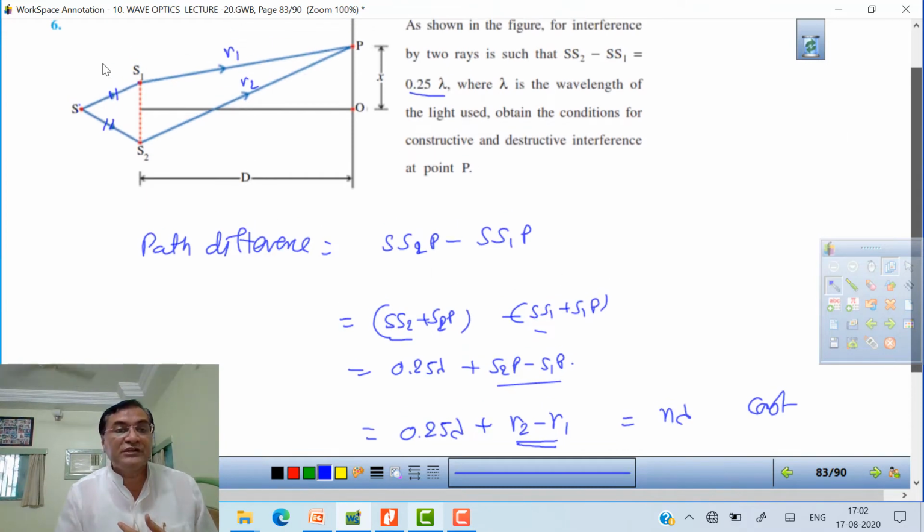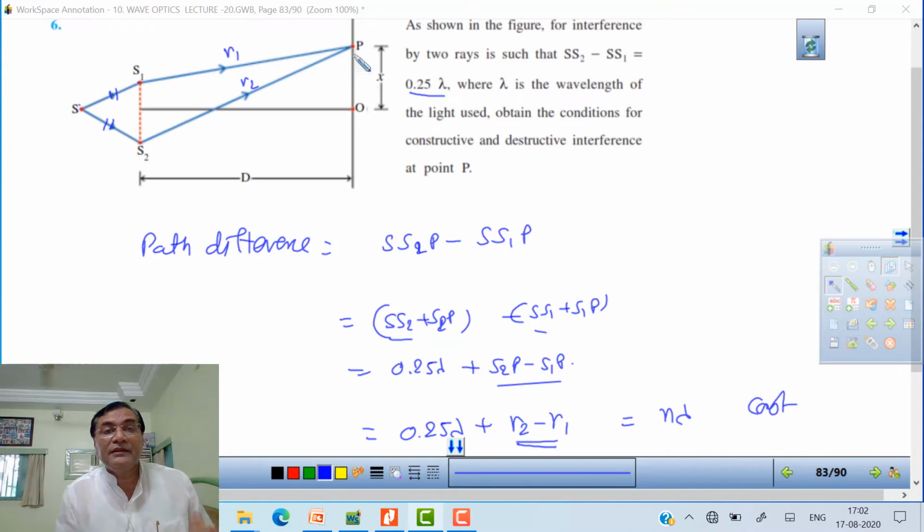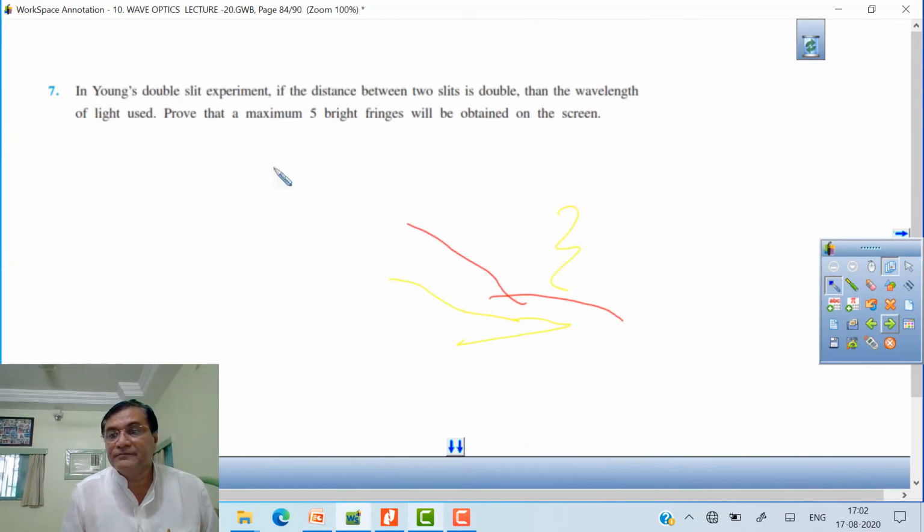Questions are asked based on this. You are given the path difference and based on that, for which color it becomes constructive and for which color destructive, that question can be asked. So this is again a very good problem. We are discussing this for one monochromatic source. If the source is a wide source, then at one point the condition may be satisfied for red for destructive, maybe not satisfied for violet. It may be constructive. Such type of question can be asked here.